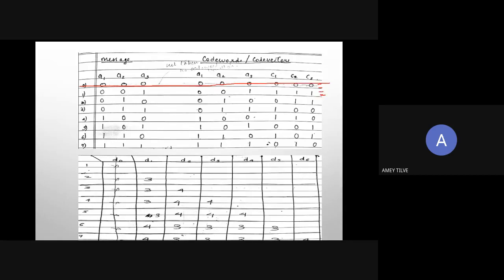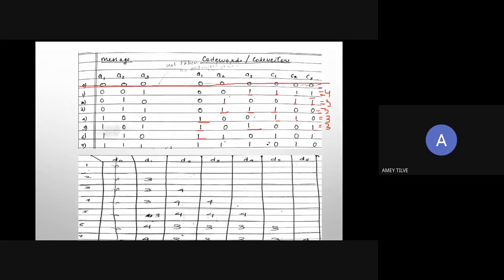So let us calculate the Hamming distance first. Before calculating the minimum Hamming distance, let us calculate the Hamming distance. I have already XORed the values, so I will just count how many ones are present. 1, 2, 3, 4. I have written the Hamming distance over here. Again, 1, 2, 3, so the number of ones is 3. Over here also 3, again 3, again 3, and this is also 3.